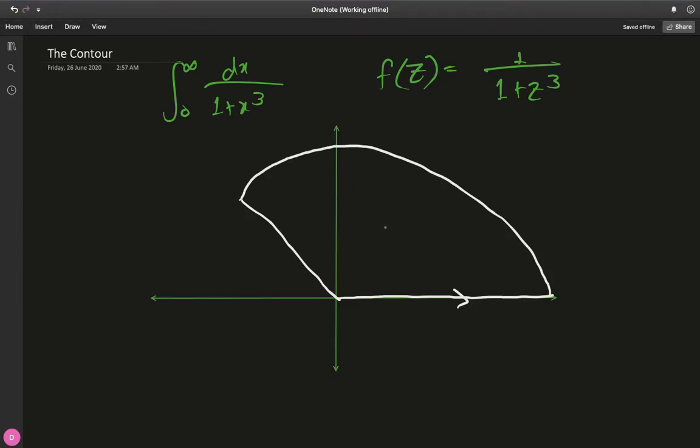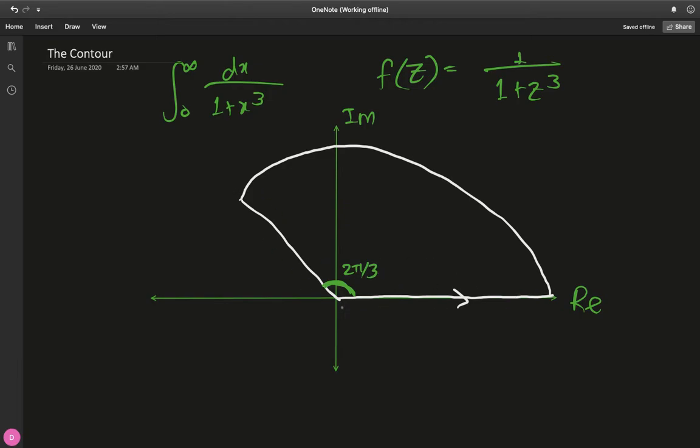So our contour essentially looks like this, and notice it's quite weird. It's not a regular semicircle that we have, and I'll explain the reason for this briefly. So all you need to know is this is the real axis, this is the imaginary axis on the complex plane, and this segment subtends an angle of 2 pi over 3 radians with respect to the real axis.